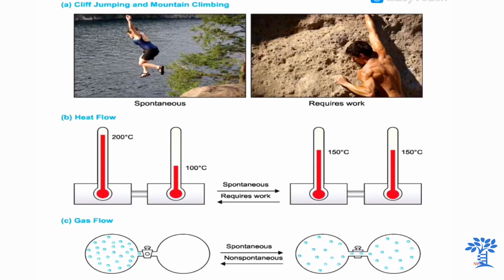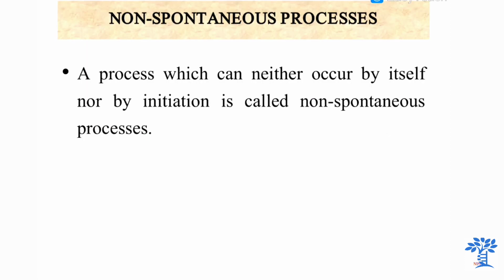Here I am giving a diagrammatic representation of some spontaneous and non-spontaneous processes. Cliff jumping is a spontaneous process, while mountain climbing requires work, therefore it is not a spontaneous process. Second, heat flow from higher temperature to lower temperature is a spontaneous process. Then flow of gases from high pressure to low pressure is a spontaneous process. The reverse process is non-spontaneous.